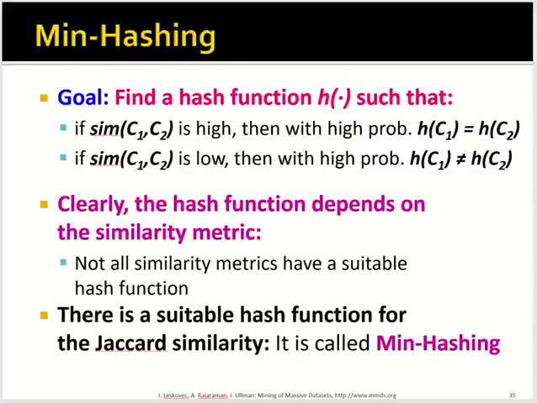Not all similarity matrices have a suitable hash function. This is true, so searching is a very hard job to be done. There is a suitable hash function for the Jaccard similarity, which means that depending on different similarity measures, there may exist different hash functions. For the Jaccard similarity, this hash function is called min-hashing.